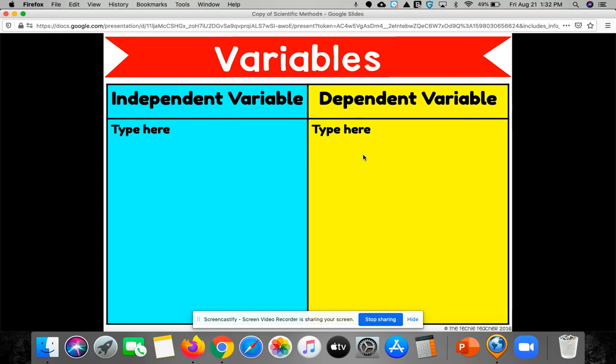And the dependent variable is what you're measuring. Are you measuring the temperature? Are you measuring the amount of water? Are you measuring the egg fitting in the bottle? It's the result, what you're measuring.